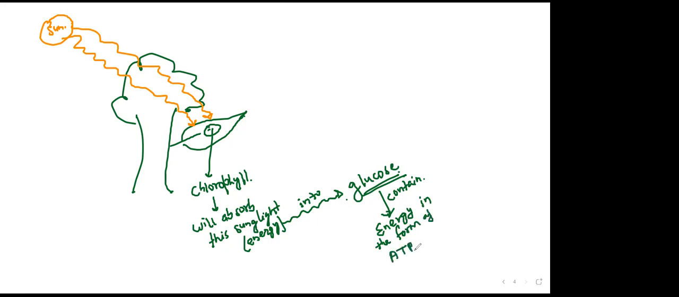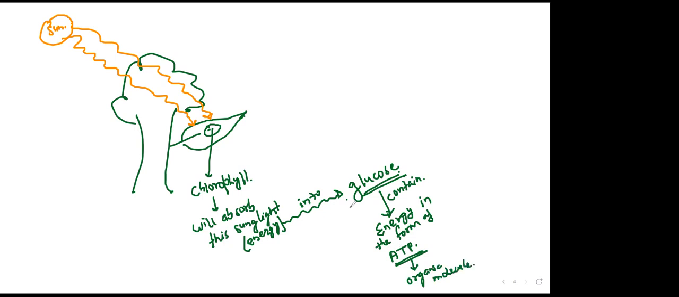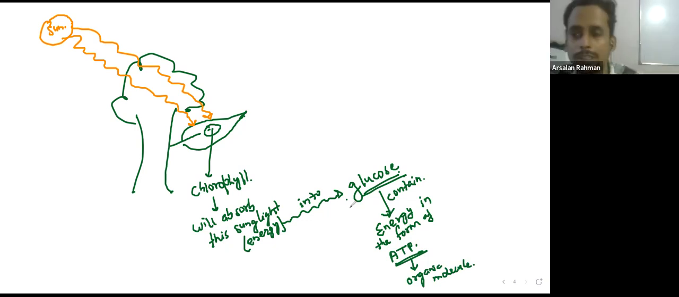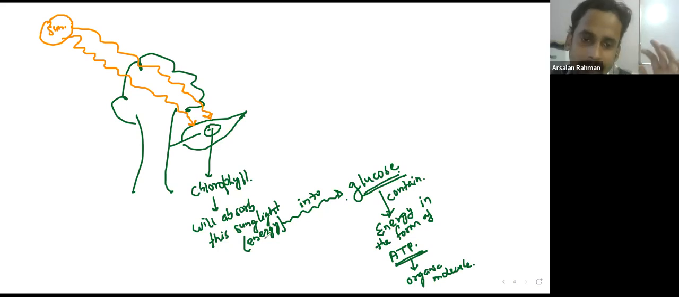ATP. Have you heard about this term ATP? ATP is the source of energy. So what is ATP? ATP is also an organic molecule. I will show you the structure of ATP also. ATP is produced in mitochondria, but is available to all the cells. Most of the ATPs are produced in mitochondria. So chlorophyll will absorb the sunlight energy and convert this energy into glucose, and glucose can contain energy in the form of ATP. Understood?